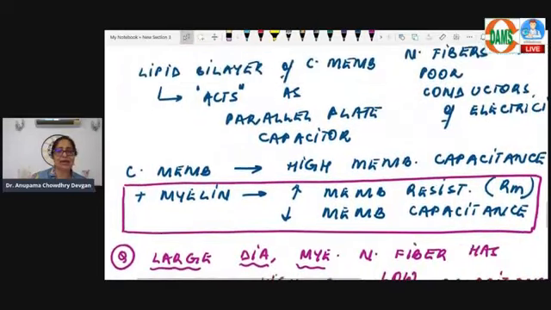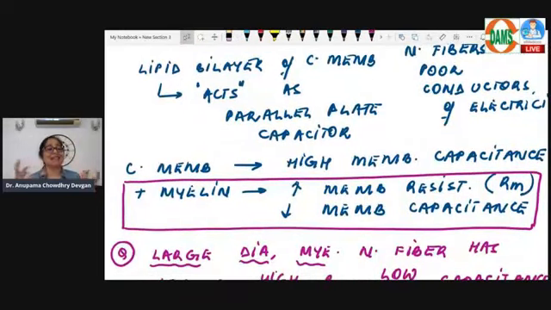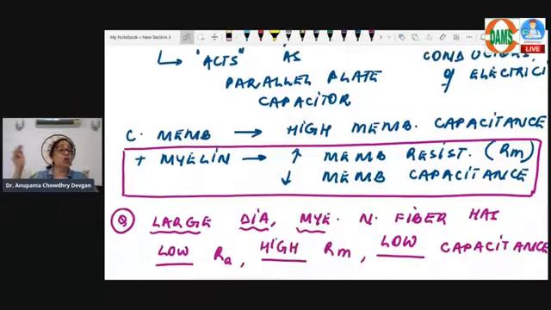cell membrane, the lipid bilayer, is acting as a parallel plate capacitor. It is not a typical capacitor, what you have learned in physics, but it is acting like a parallel plate capacitor. And we can measure capacitance of a nerve fiber. So cell membranes by themselves have a high capacitance, but the moment you add myelin, you are increasing the resistance and lowering the overall capacitance.